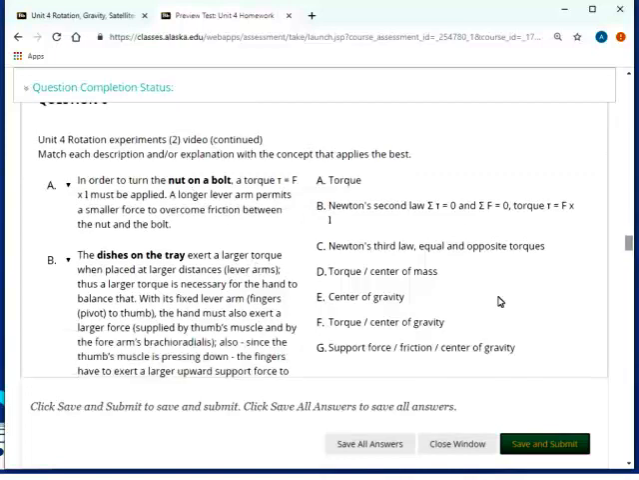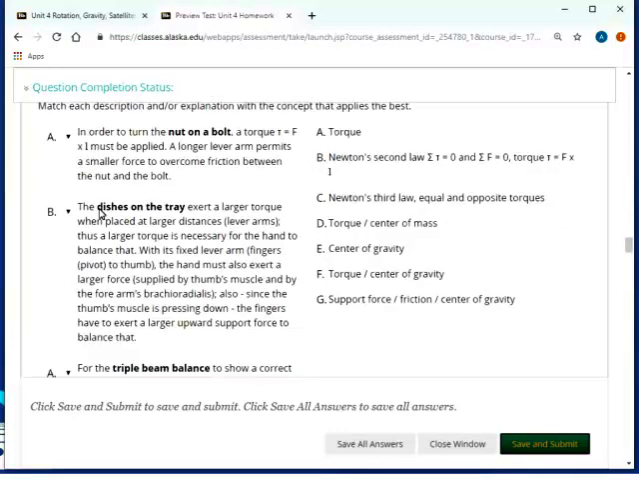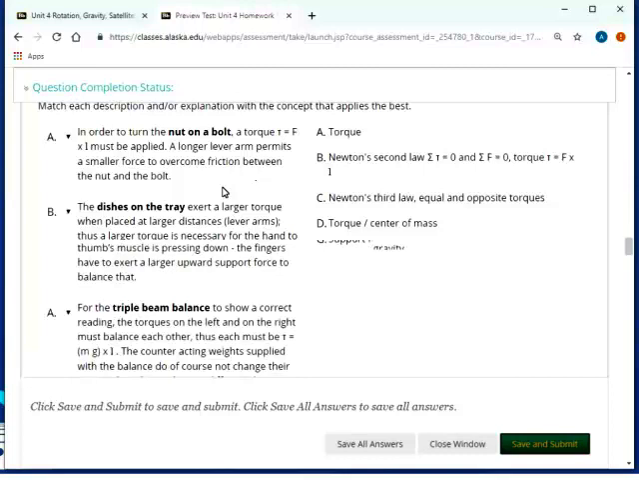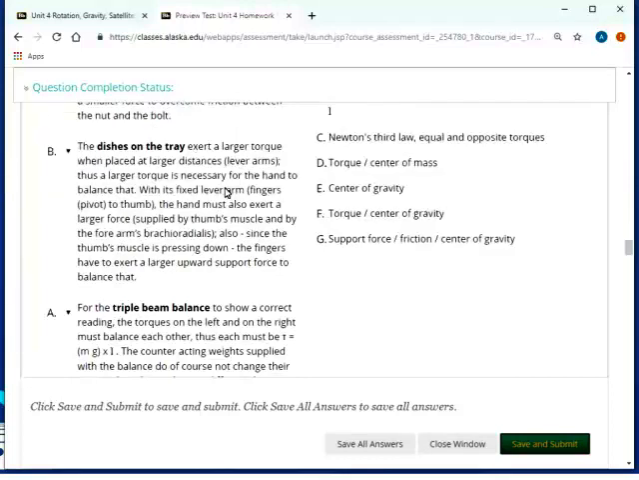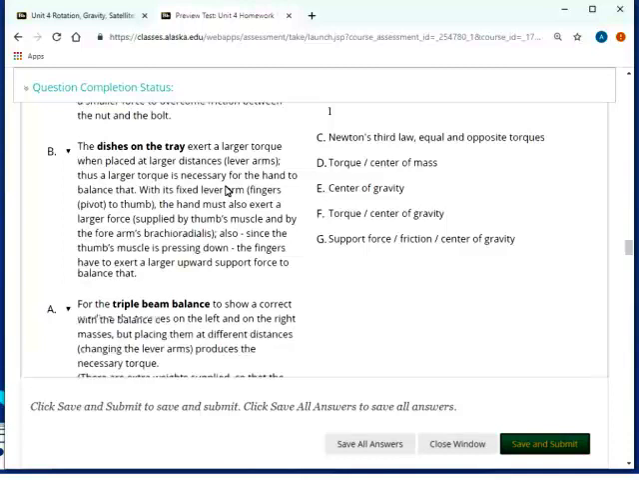In order to nut on a bolt, dishes on a tray. Dishes on a tray, I know off the top of my head, is Newton's second law twice. Once for the torques balancing, and once for the forces balancing, which is why a tray becomes really tough to carry when you're holding it on the side instead of the middle, because you have huge torques acting on it.